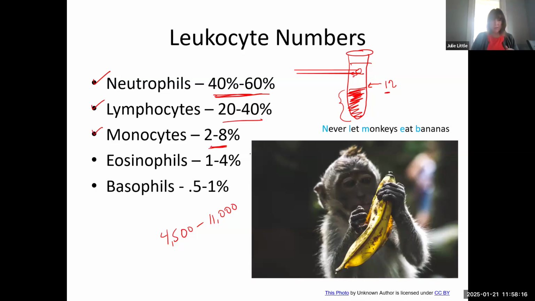Monocytes are significantly fewer in the blood. And then our eosinophil count and our basophil percentage. These are normal percentages. So we're going from most abundant to least abundant. And there is a mnemonic: never let monkeys eat bananas, to help you remember going from most abundant type of leukocyte to the rarest type of leukocyte in a blood sample.